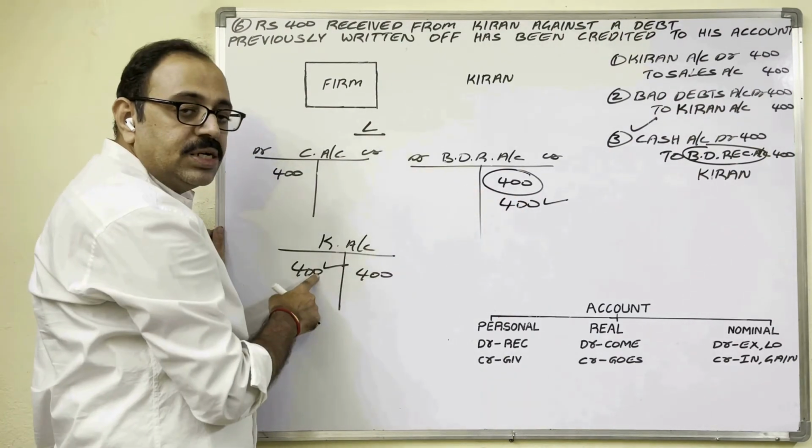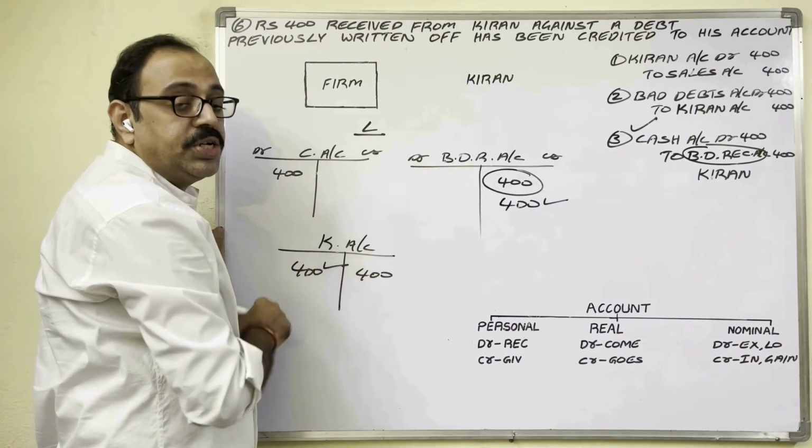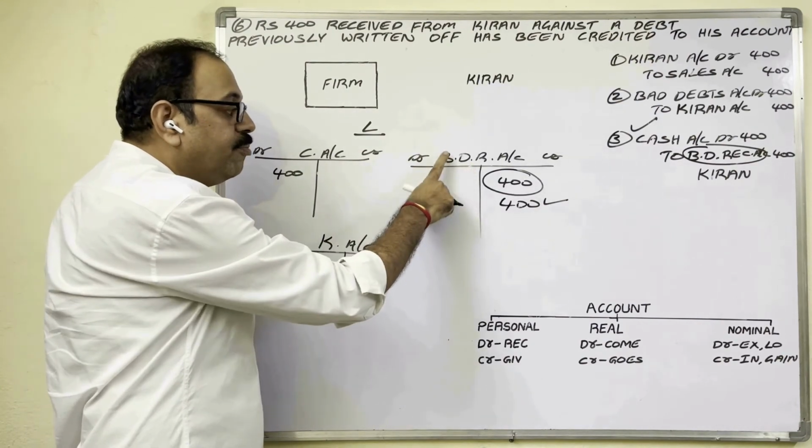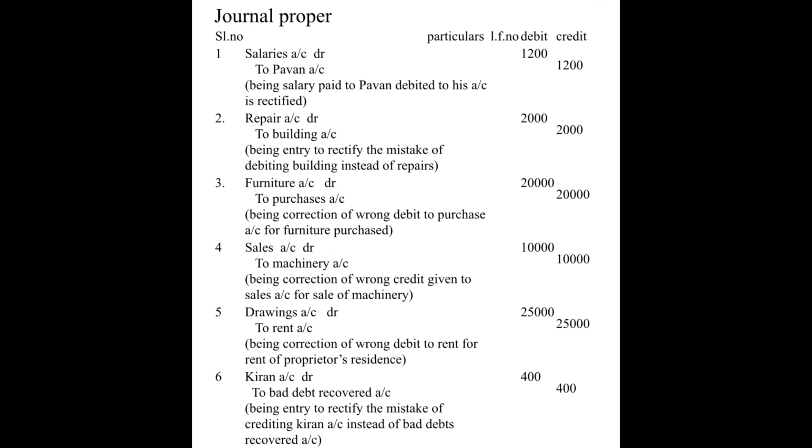Based on these answers, what is the rectification entry? Kiran account debtor to bad debt recovered account. Sixth entry: Kiran account debtor to bad debt recovered account, 400. Narration: being entry to rectify the mistake of crediting Kiran account instead of bad debt recovered account.